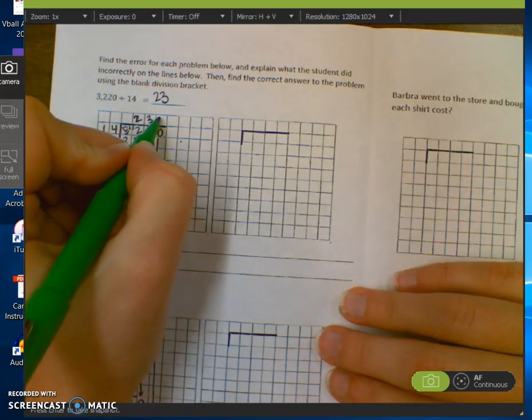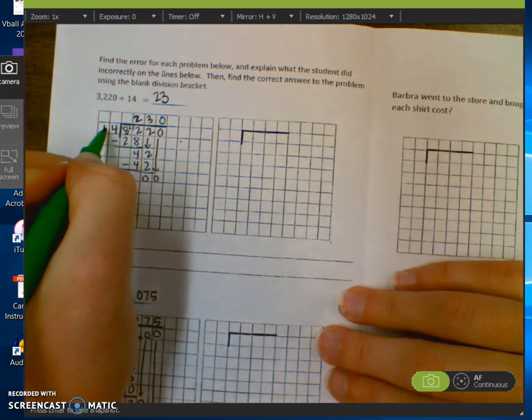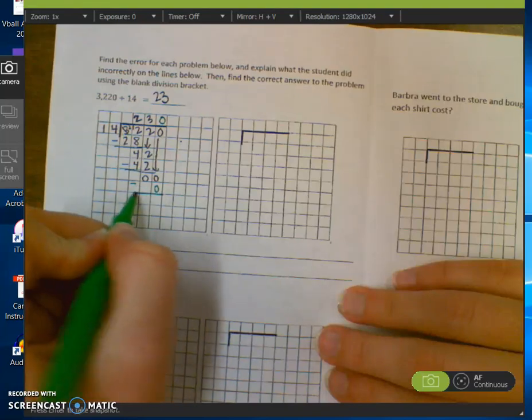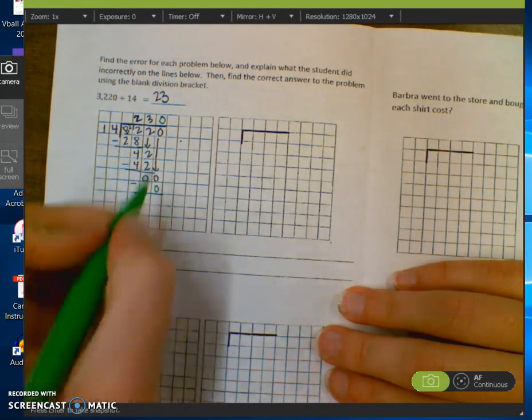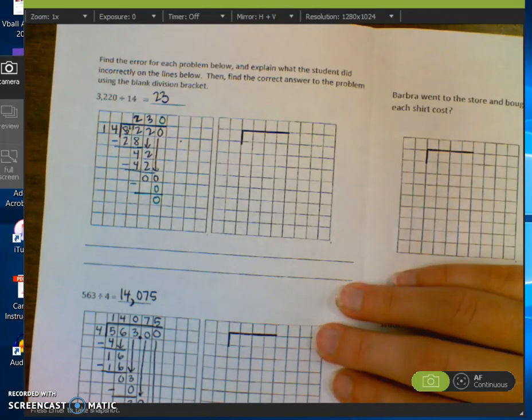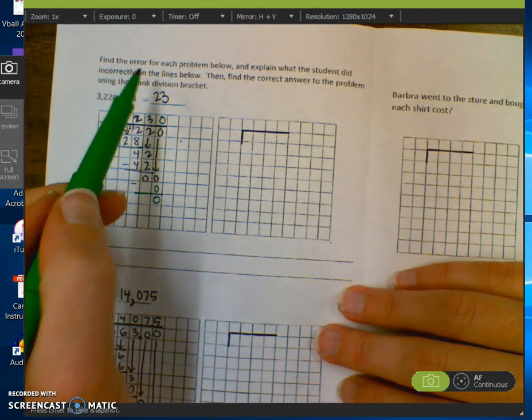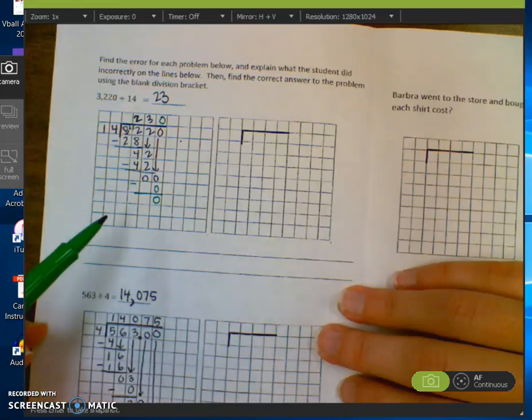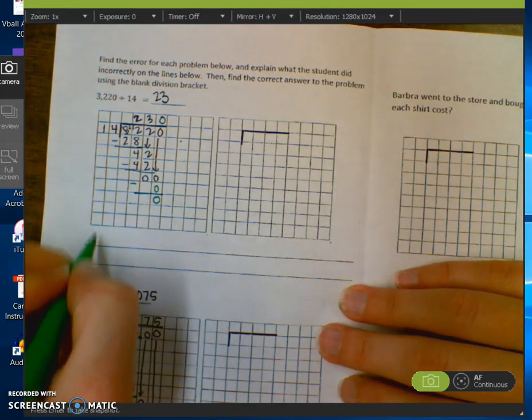14 goes into 0 0 times, and so 0 times 14 should have given us 0, and then when we subtract we get 0. So the actual answer should have been 230. So if we go back to our directions again, we found the error. Over here, down here, we're going to explain.